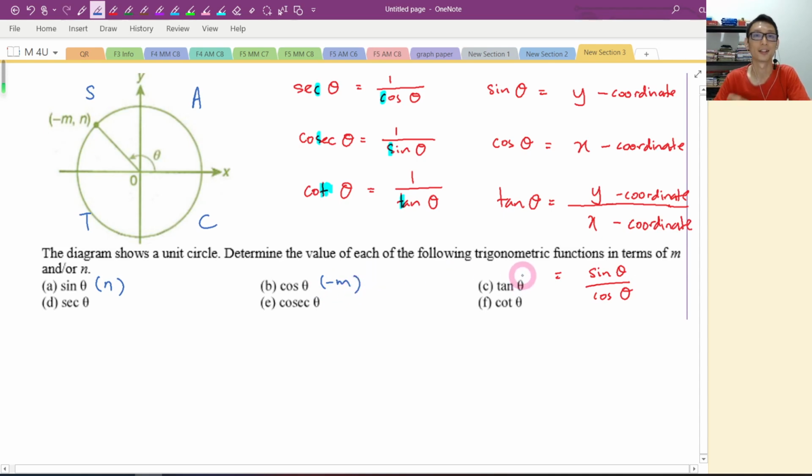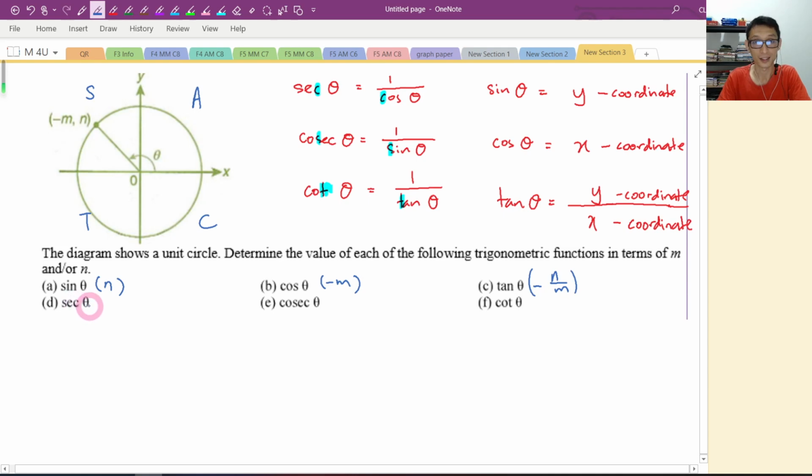Tangent theta, y coordinate over x coordinate. So positive divided by negative, you get negative. The answer is negative, so you will get negative n over m. So y coordinate over x coordinate. Okay, so before I show you these three, you can try to pause the video and do it yourself, see whether you can get the answer correctly.